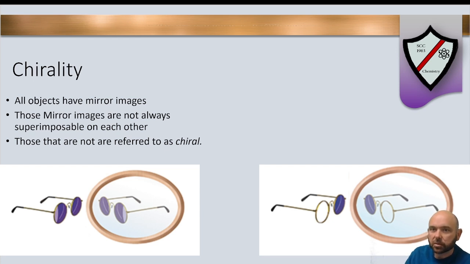Another good example of chiral objects are most people's left and right hands. They are, for the most part, mirror images of one another, but you can never turn your right hand so that it exactly matches your left hand. A lot of molecules share this property of chirality, and we're going to investigate how to represent that on paper, essentially.